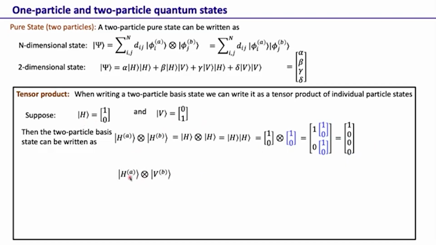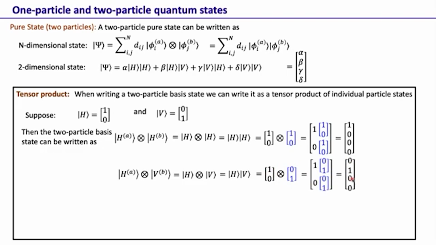So if it's HV, this was HH, so if we take HV, we don't need to write A and B, so we can write it like this or like that. These are all equivalent representations, and in that case we have (1, 0) tensor (0, 1). So this (1, 0) comes over here, then we multiply each with (0, 1), and so it becomes (0, 1, 0, 0). This 0 multiplying with 1 gives us a 0. So that's the two-particle state HH, and this one is the two-particle state HV. That's how we calculate the tensor product.